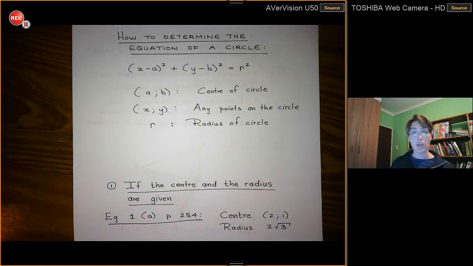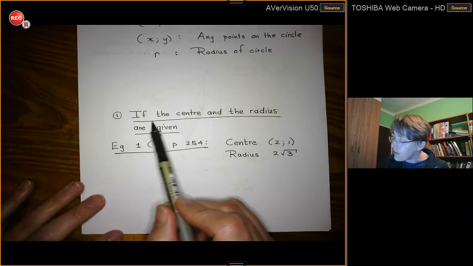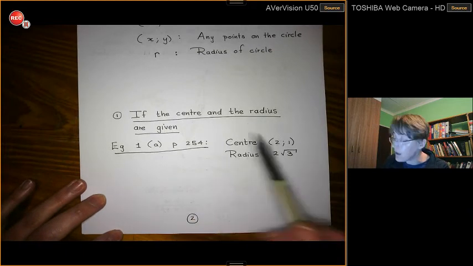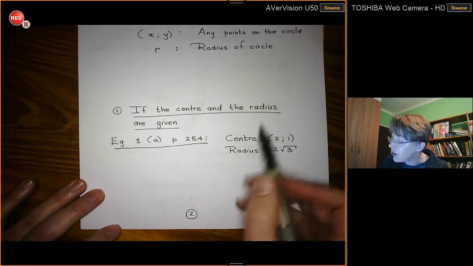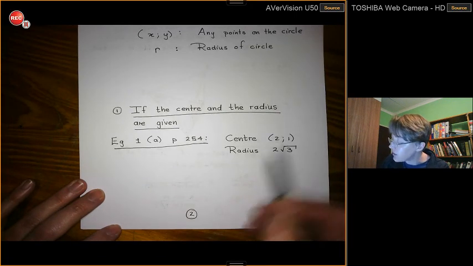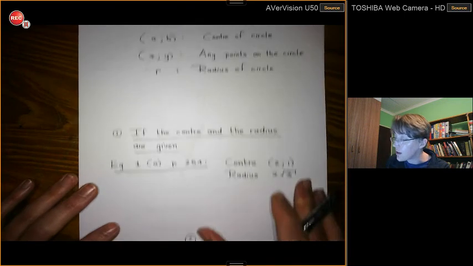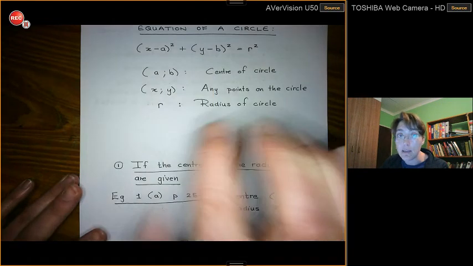Right, so just to remind yourself, this is how the formula works. So if I have the center and the radius that are both given, so they give me the center of a circle, like in example 1a on page 254. The center is given as the point 2, 1. The radius is given as 2 square root of 3. I can then just sub very, very easily into that formula. Really easy. Please don't complicate it.